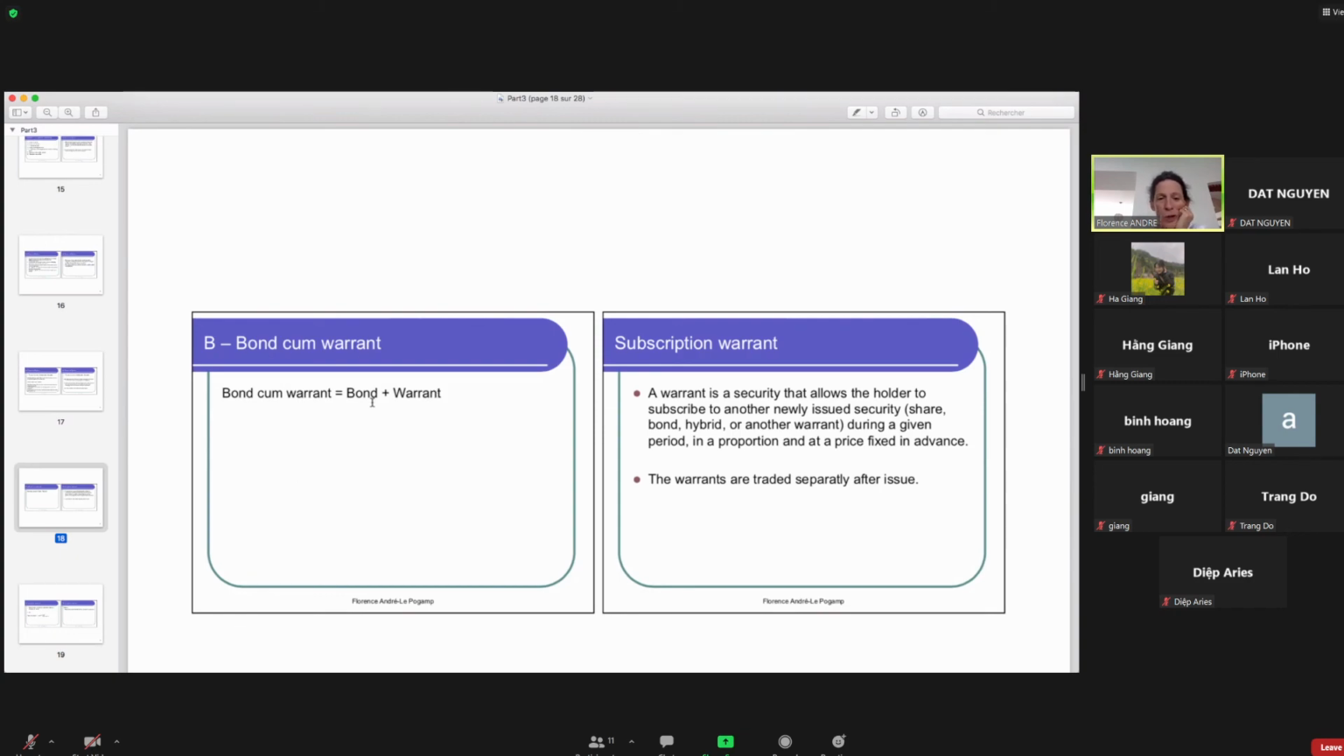The particularity of the bond cum warrant is that each component is traded and negotiated separately after the issue. But we value the warrant as a call option. A bond cum warrant is a bond, so a debt, plus a call option, and the call option is an equity component, of course, because the underlying is the stock price of the company.